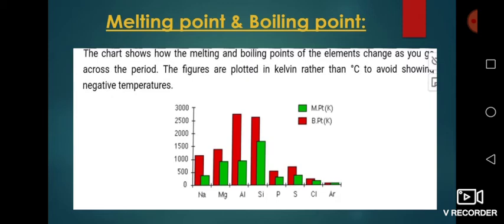When we go in third period from left to right, in case of sodium to aluminium, the melting and boiling point increases because these all three are metals and the strength of the metallic bond increases when we go from sodium to aluminium. In case of silicon, the boiling point and melting point is also greater because silicon forms large giant structures.